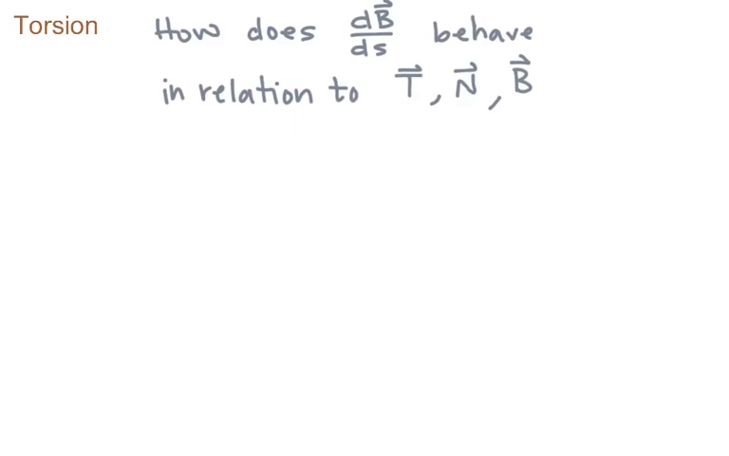So what is torsion? Torsion essentially measures how sharply a curve is twisting out of its plane. So when we consider them together, curvature and torsion, they're really similar to the curvature of a plane curve.